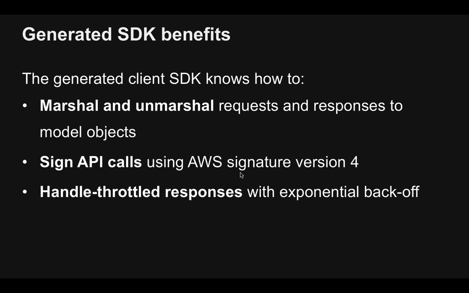It also includes methods for signing API calls and generating the AWS Signature Version 4, SigV4, headers in your API request. The SDK also features the ability to automatically handle things like throttling responses with exponential backoffs and things like that, which will add to the resiliency of your API client.